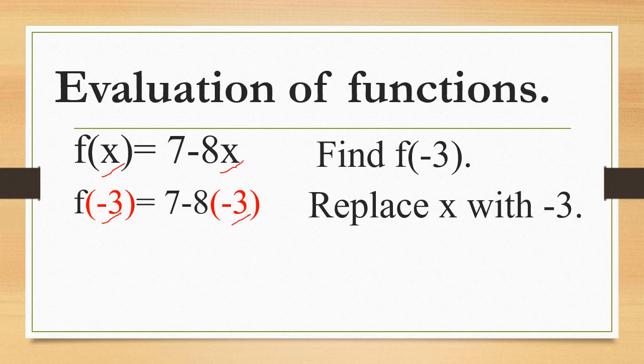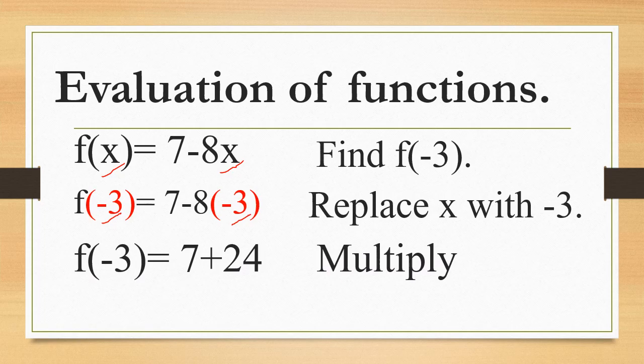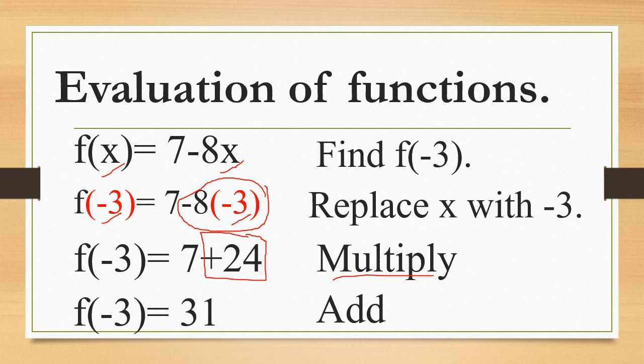Okay? Then, o yan, sa PEMDAS, wala naman tayo exponent. So we can now proceed with multiplication. So we can now multiply negative 8 times negative 3. And that will give us positive 24. Okay? Then afterwards, 7 plus 24, we will have 31. And that is our answer.